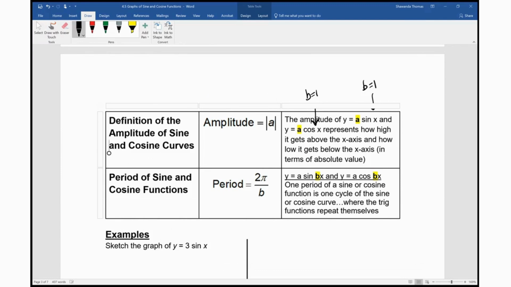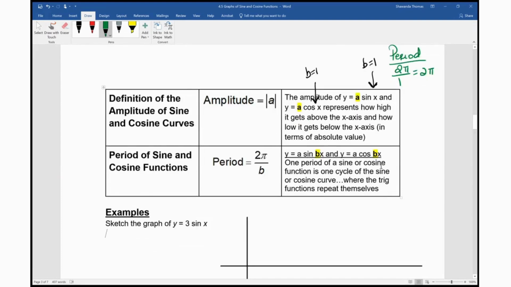All right, if you don't see anything in front of the x, that's understood as a 1. So that's why for these, the period would be, for both, 2 pi over 1, which is 2 pi, which makes sense because the regular sine and the regular cosine both have a period of 2 pi. But as you can see, they're not always going to be like that, okay?